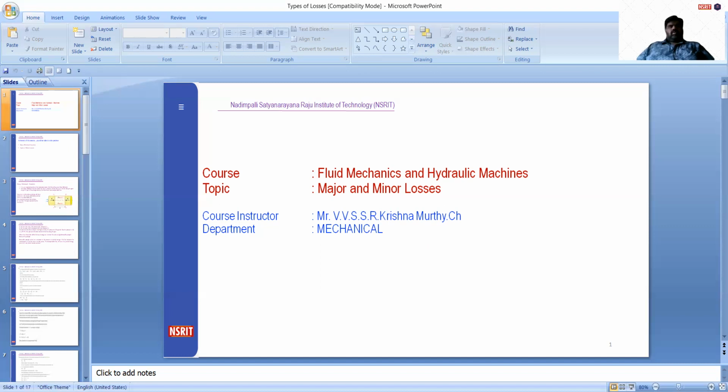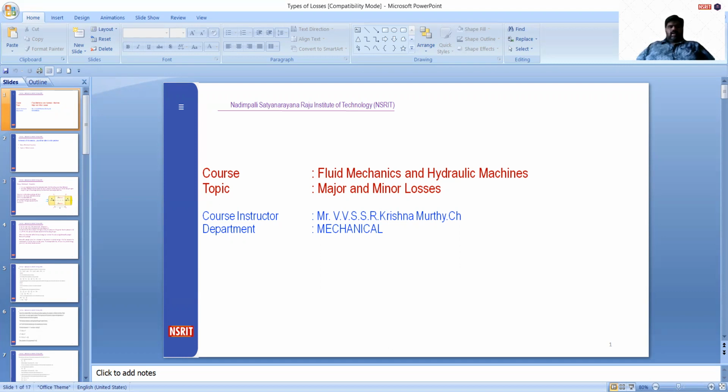We all know Bernoulli's equation: the sum of all the heads is constant between two sections. So P1 plus half rho V1 square plus rho g H1 is equal to P2 plus half rho V2 square plus rho g H2 plus the loss of head due to friction, taken as HF. Converting this, P1 by rho g plus V1 square by 2g plus H1 is equal to P2 by rho g plus V2 square by 2g plus H2 plus HF, where H1 and H2 are the datum heads.